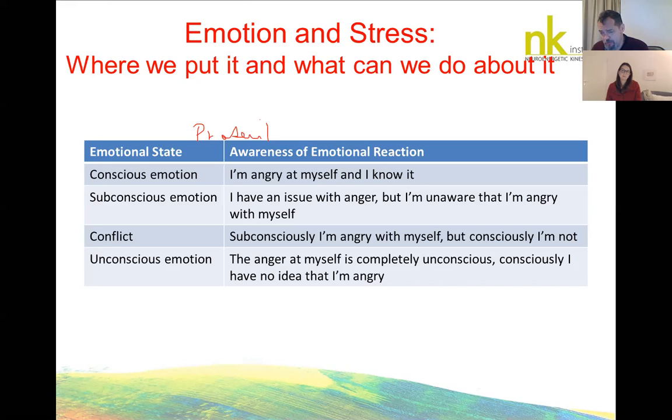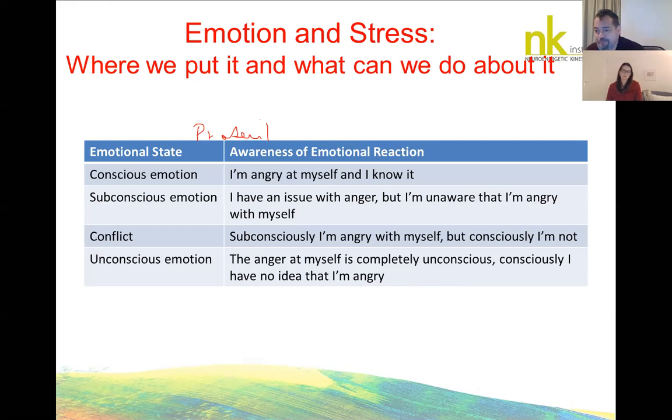So the subconscious emotion would be? Und die vorbewusste Emotion wäre, die so ein bisschen zwischenbewusst ist, wir nennen es auch vorbewusst. I have an issue with anger. Ich habe ein Thema mit dem Ärger, but I'm unaware that I'm angry at myself. Aber ich bin mir nicht so richtig bewusst, dass ich mich über mich selbst ärgere. Conflict. Dann der nächste Zustand wäre der Konflikt. Subconsciously, I'm angry with myself, but consciously I'm not. Das würde dann heißen, unbewusst oder vorbewusst bin ich verärgert über mich, aber bewusst bin ich das nicht.